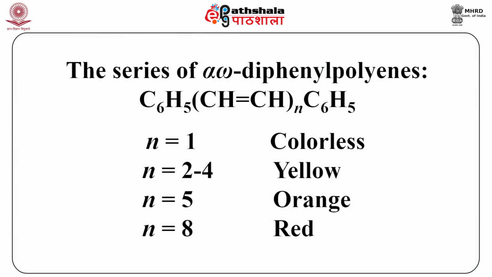Let us consider the series of alpha omega diphenyl polyenes, represented by the general formula C6H5 (CH=CH)n C6H5. Here when n is equal to 1, these are colorless. When n is equal to 2 to 4, they exhibit yellow color. When n equals 5, the color becomes more intense, that is orange, and when n is equal to 8, the color is even more intense, that is red. So you can clearly see that these dienes absorb initially in the UV region when n is 1, but as the extent of conjugation increases, the absorption moves towards the visible range and the compound appears colored, and the color keeps on intensifying.